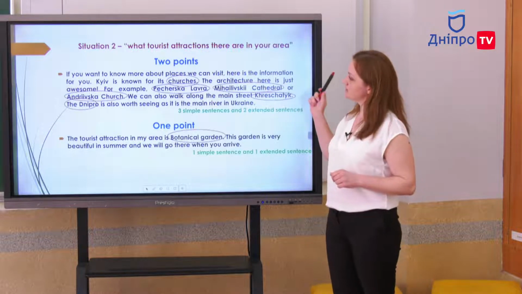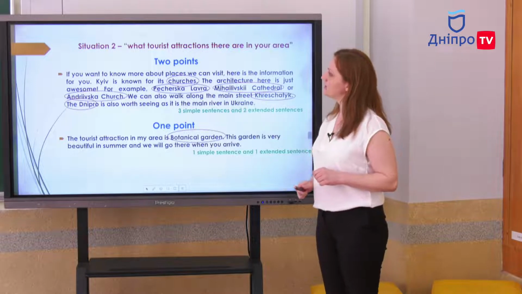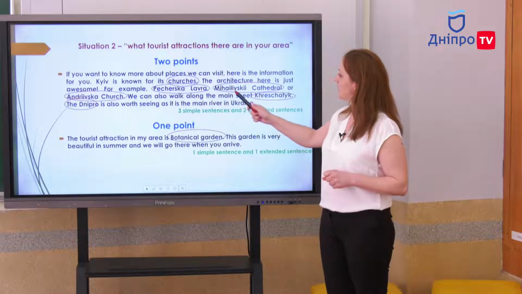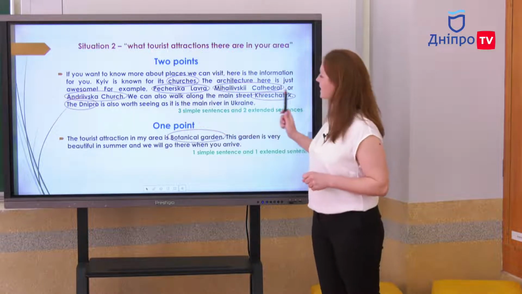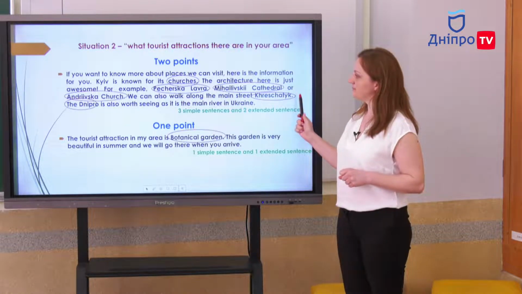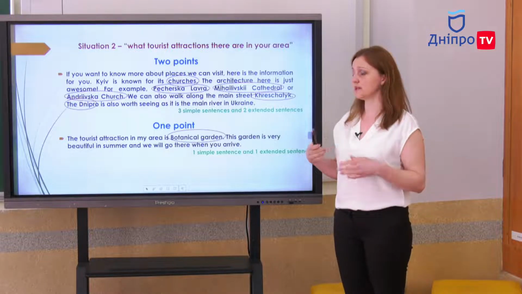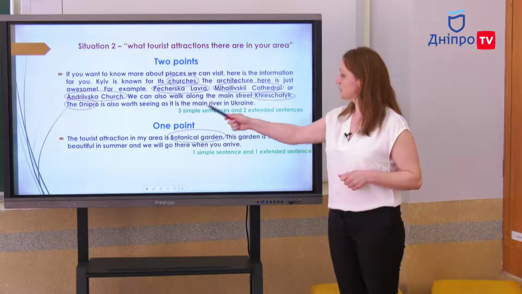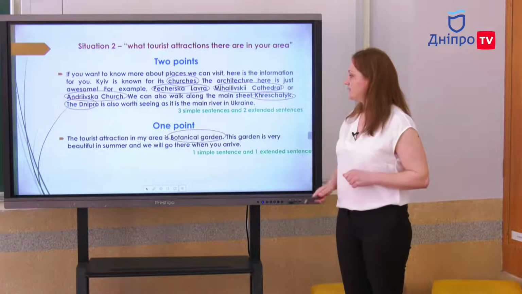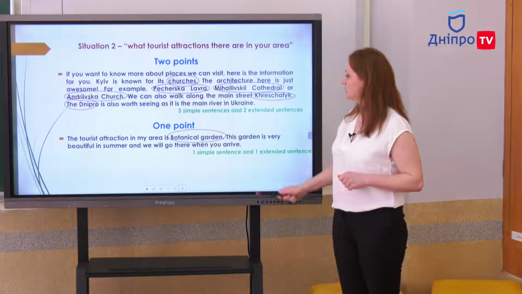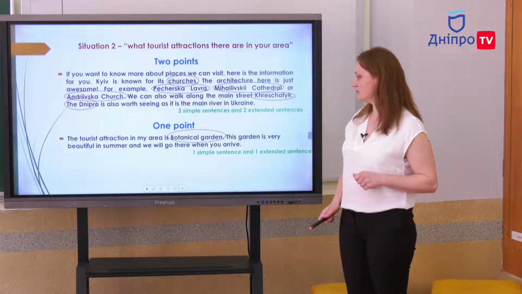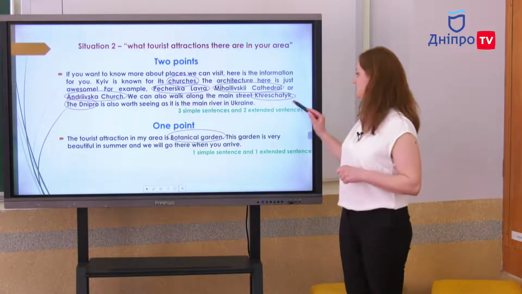Okay, as for the second situation, the first example gets 2 points because such attractions as churches, Печерська Лавра, Михайлівський Cathedral, Андріївська Church, Хрещатик, the Dnipro are mentioned. They are explained, what they can do there together. There are 3 simple sentences and 2 extended sentences. That's why 2 points are here. And the second gets only 1 point because only 1 attraction is mentioned. It is Botanical Garden, and also we have only 1 simple sentence and 1 extended sentence.